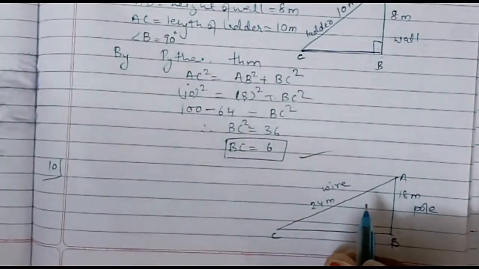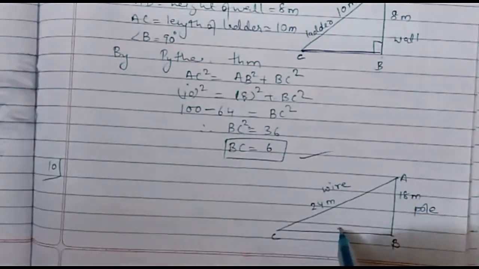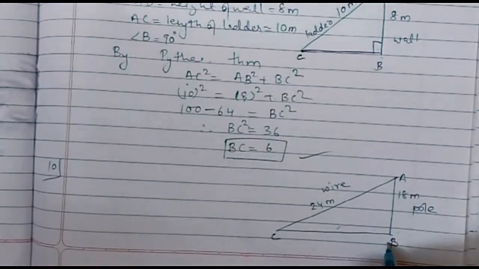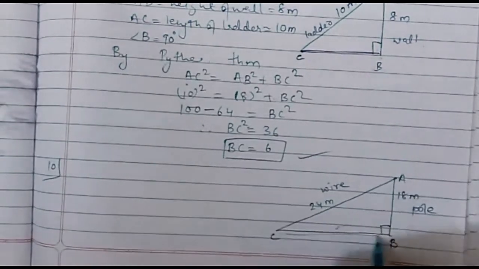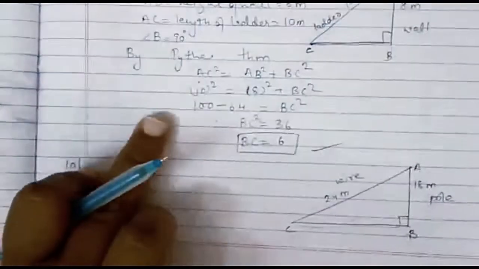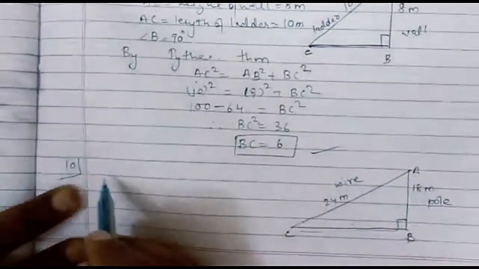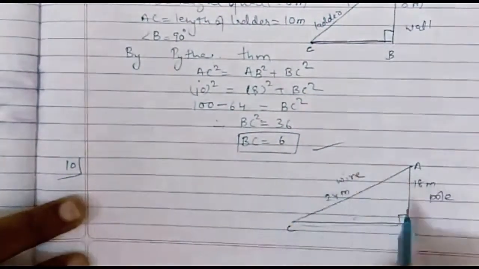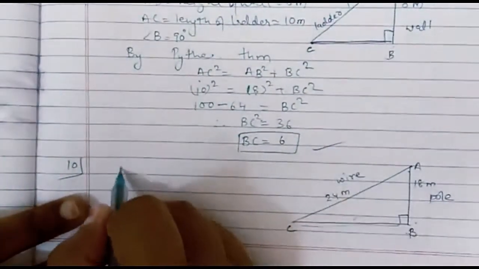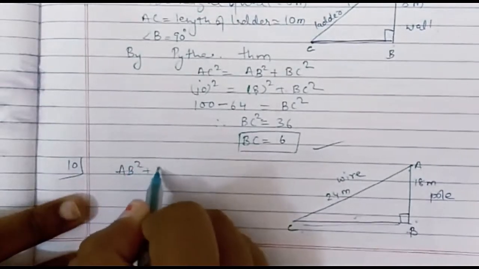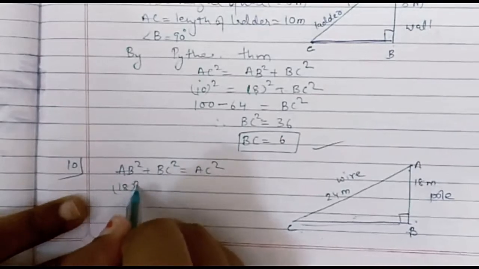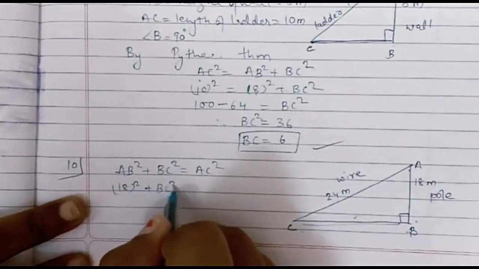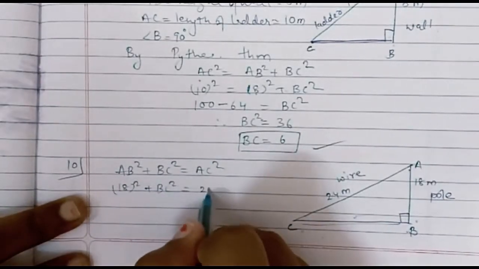And you have to find out the distance between the base of the pole and also the end of the wire. That means you need to find out what is BC. This will also be done in the same way. First you can write the introduction and then you can start within right angle triangle ABC. AB square plus BC square is equal to AC square. 18 the whole square plus BC square is equal to 24 the whole square.